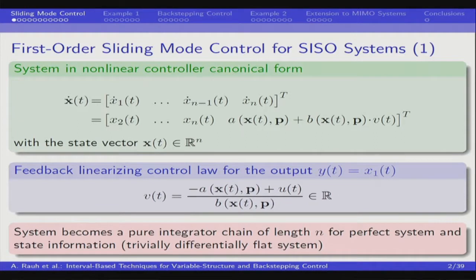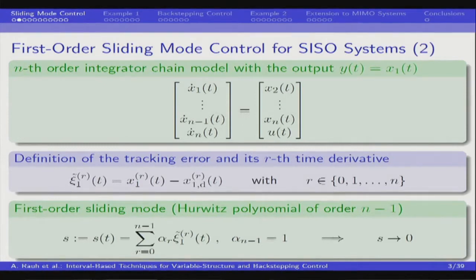Now, if we want to design a first order sliding mode control strategy, we have to specify the goal of our control design. The goal should be that we have a given reference trajectory for the first state variable, x1 desired, and the actual system state x1 should become equal to the desired system state. The same has to hold for all time derivatives up to the order n of this desired trajectory. The first prerequisite in this case is also obvious: the desired reference trajectory has to be n times continuously differentiable in order to make sure that we can find such a control strategy.